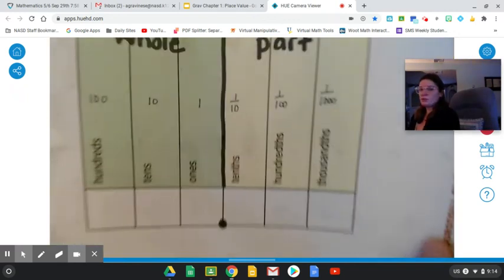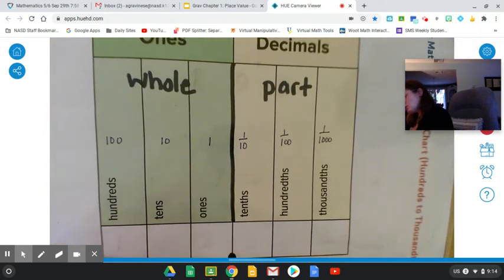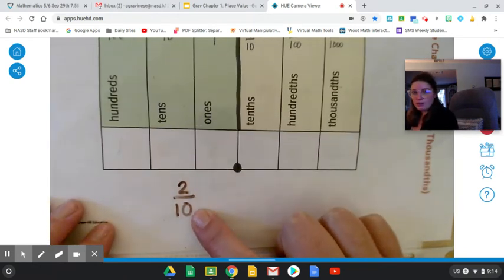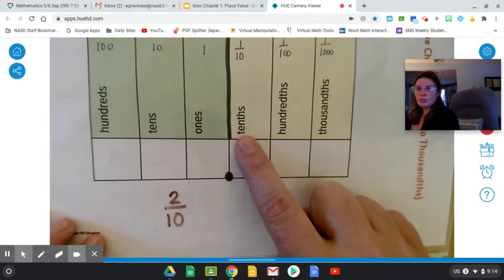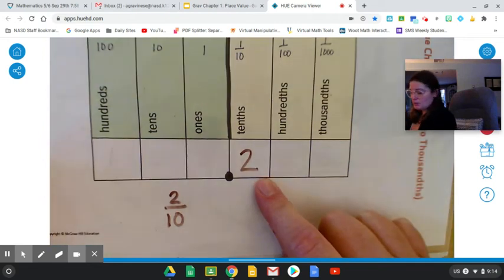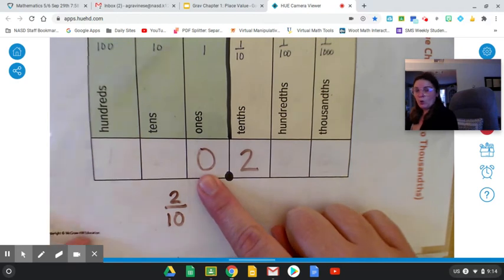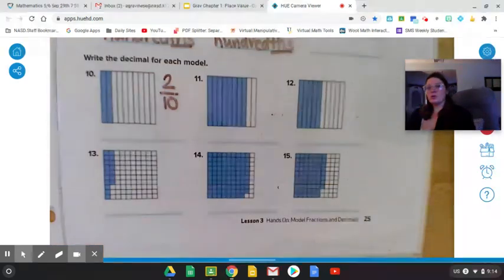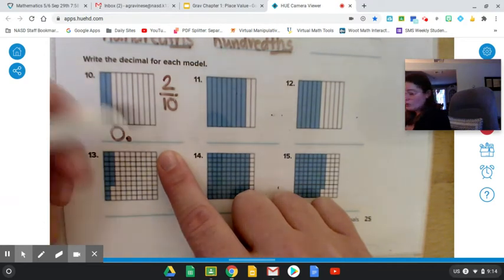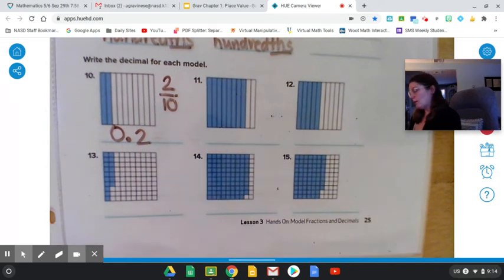We can look at our place value chart, and if we have 2 tenths, that means we need to have a 2 in the tenths place. Well, here's the tenths place. So we need a 2 in the tenths place. I like to put a 0 to represent the fact that there were no whole grids shaded in. So this entire thing was not shaded in, so it's a 0 for wholes and then 2 in the tenths place. Pause the video and try number 11.